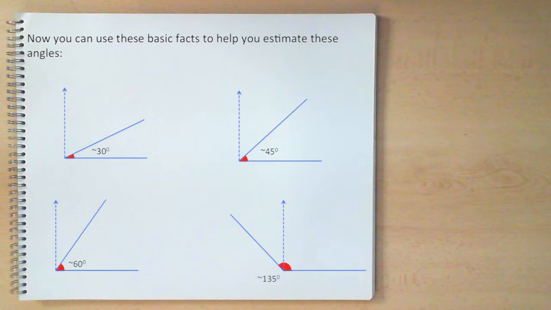Being able to estimate angles in this way is quite important, because when you're actually going to measure them, you'll want to know if your measurement is about right. So estimation in this way is going to be quite useful for you. Also, these angles of 30 and 45 and 60 and perhaps this 135 as well are fairly standard angles, so being able to recognise them is going to save you a lot of work in the long run.